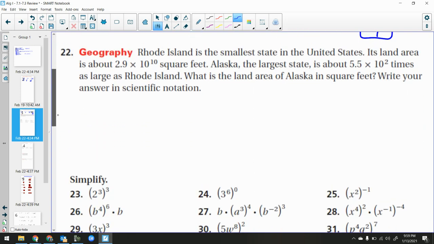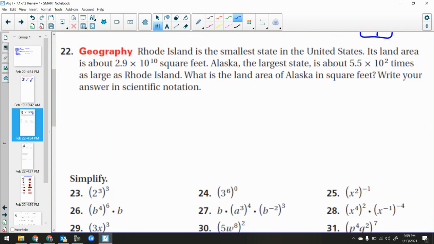Taking a look at number 22, Rhode Island is the smallest state in the U.S. The land area is 2.9 times 10 to the 10th square feet. Alaska is the largest state. It's about 5.5 times 10 to the second times as large as Rhode Island. So what I want to do here is multiply these two things together. So multiply this times 5.5 times 10 to the second power.